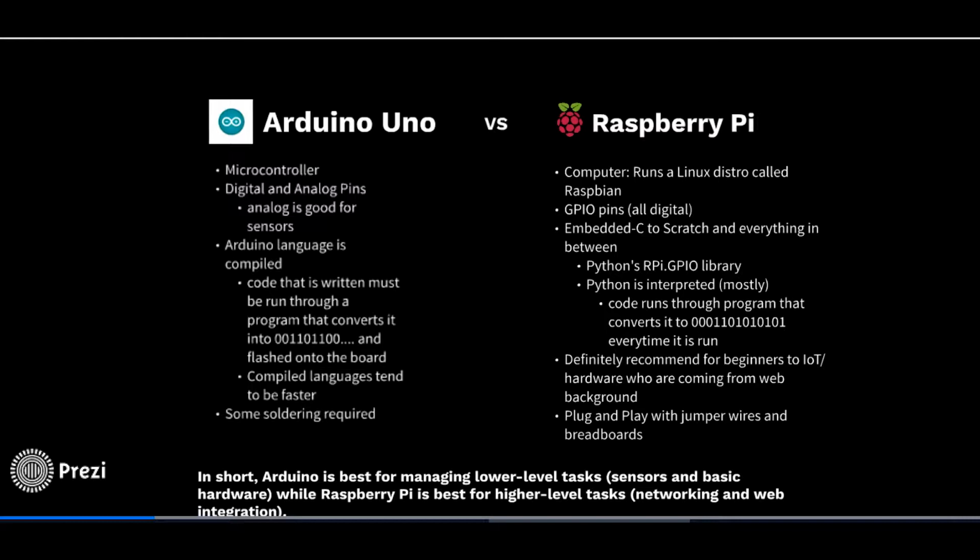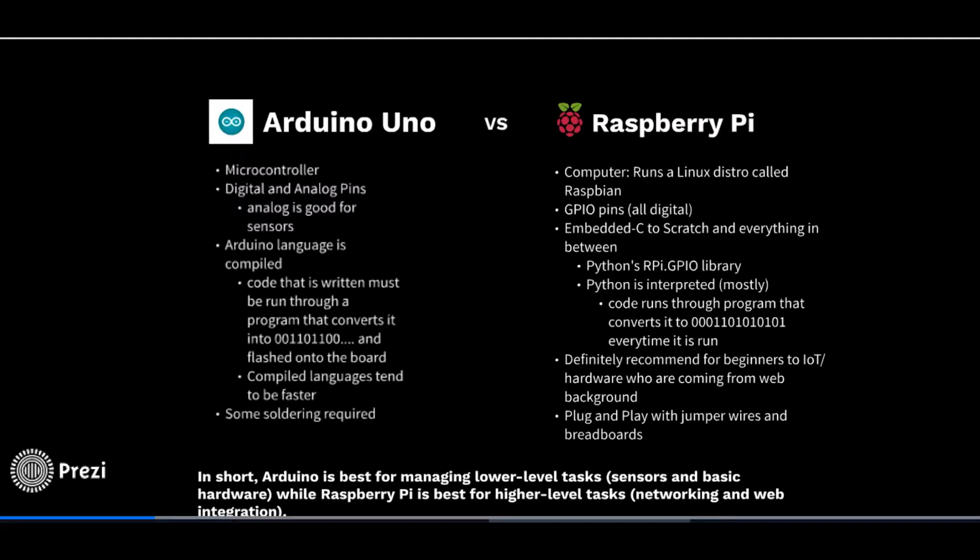Another thing about the Arduino is that the language that you use to create software for it is compiled, which means that it runs through a program that converts, say, my for loops and my variables into ones and zeros, and that's flashed onto the board. And they tend to be faster because you're not doing that every single time you run the program. You do it once, and then it's clear sailing from there. A downside to the Arduino, though, is that if you get just the board, then you'll have to do some soldering.